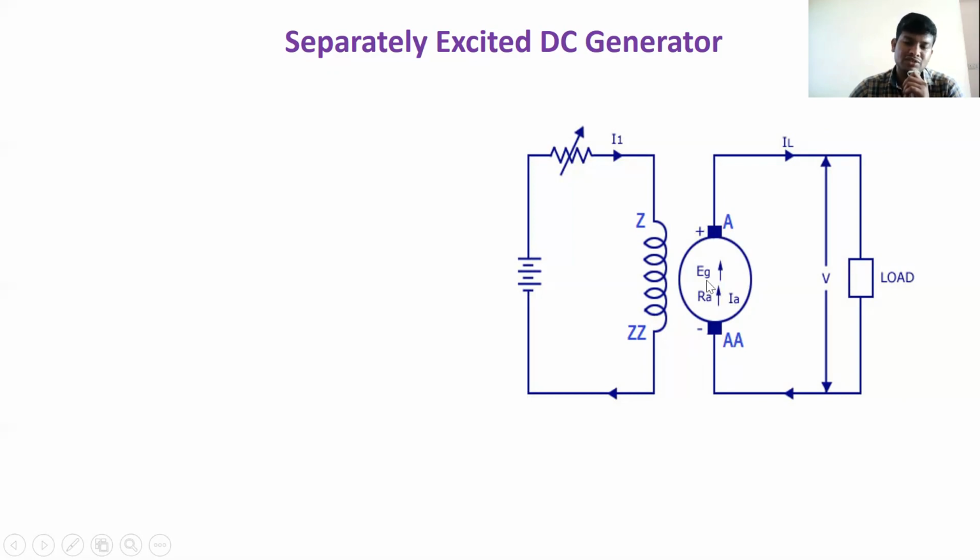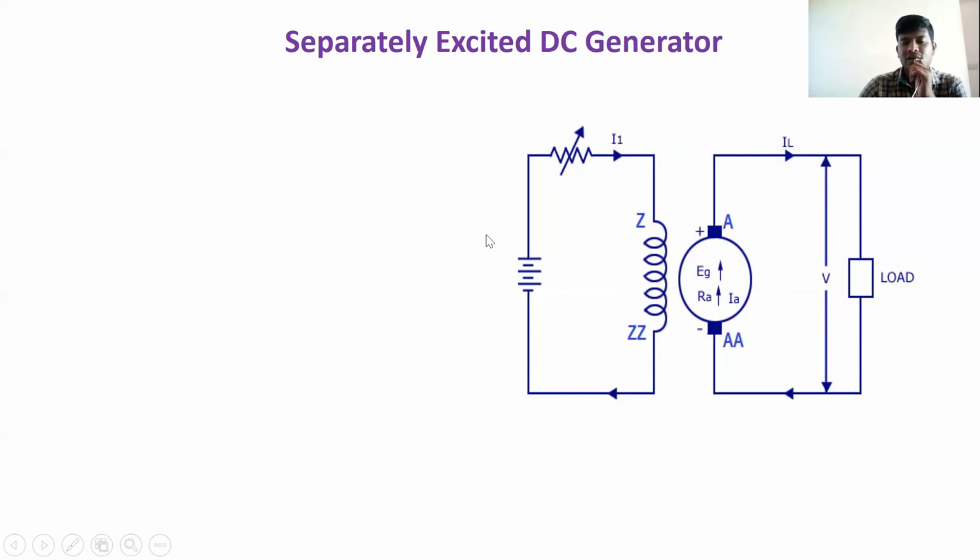EG means the generated induced EMF. RA means armature resistance. IA means armature current. And here we get IL, which means load current or line current. Here we take a voltage across the load, that is V, the terminal voltage. And Z and ZZ is the field winding, and I1 is nothing but IF, the field current.